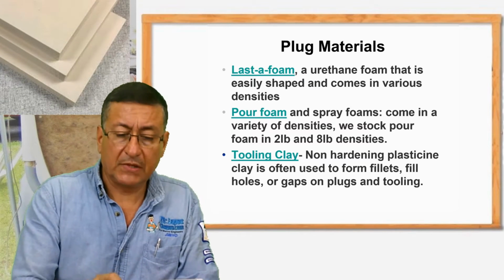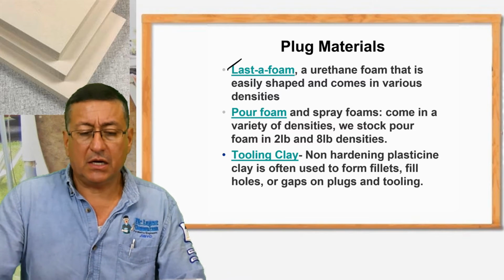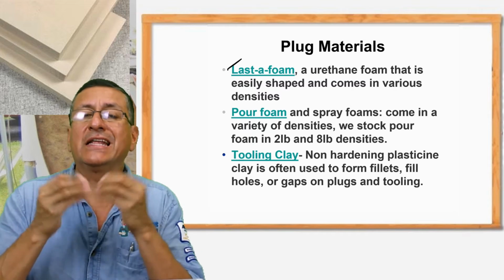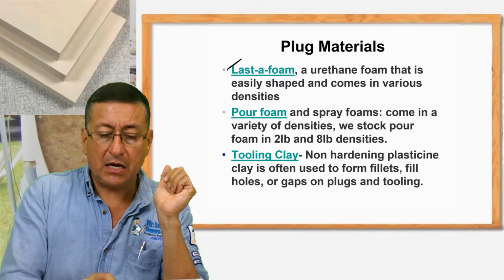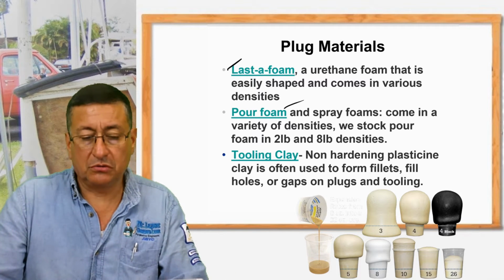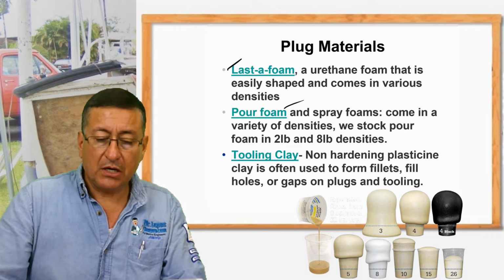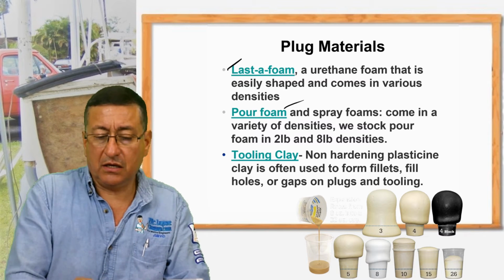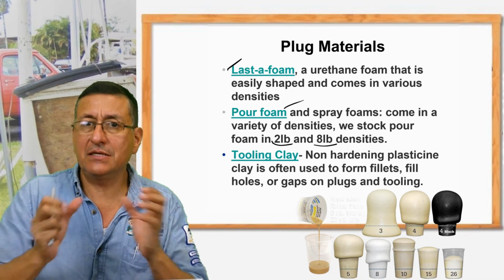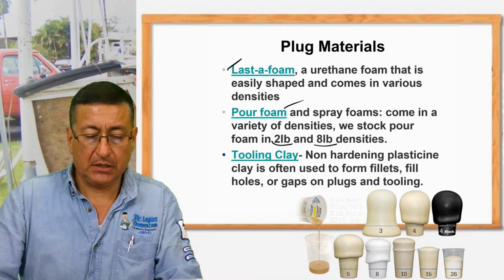Okay, now we are going to analyze the materials commonly used to create the plugs. That's foam. That's the first one. It's basically urethane. It's easy to shape, and it comes in different densities. Pour foam or spray foam is also commonly used in the fabrication of plugs, and is found in 2 pounds, 8 pounds density. The density is how the molecules are aggregated.